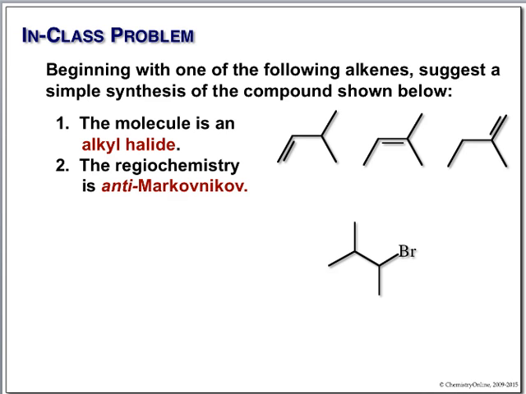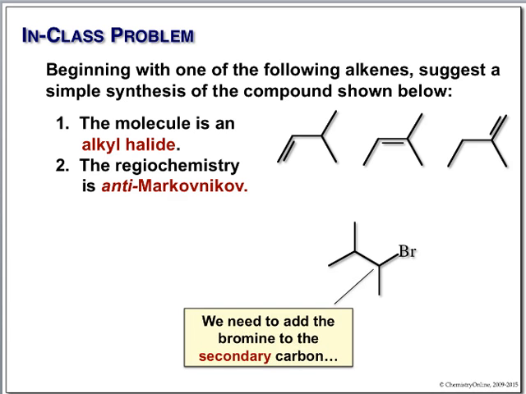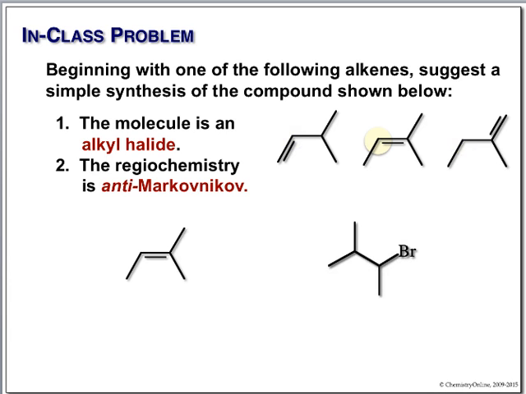Here, anti-Markovnikov would be up here on the primary. So, since we have to add to the secondary carbon, that's this guy, the only one that's going to work is going to be this one. Here is our compound, our reaction conditions, simply HBr peroxide.